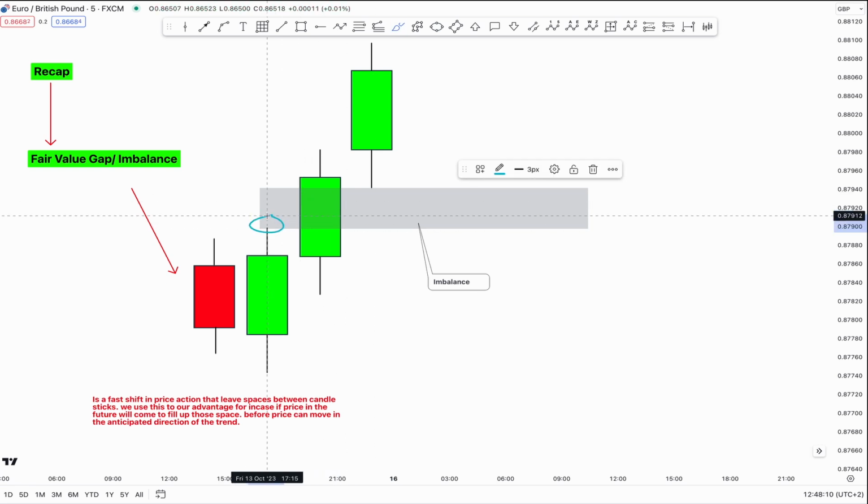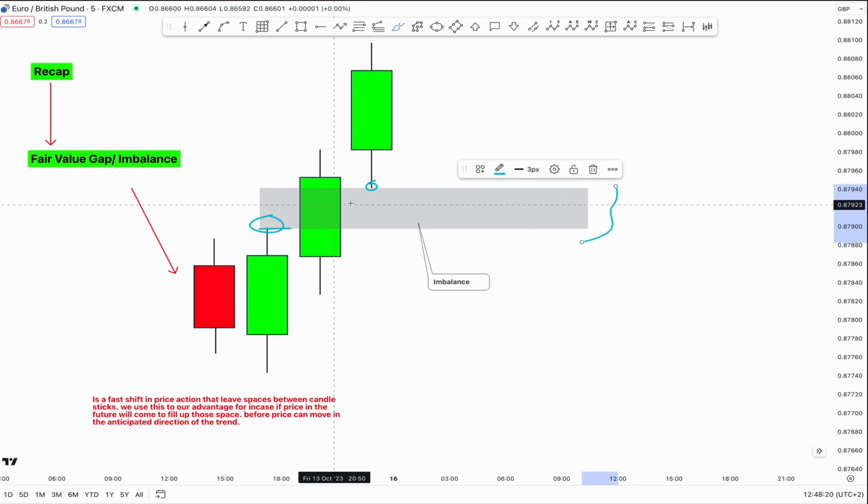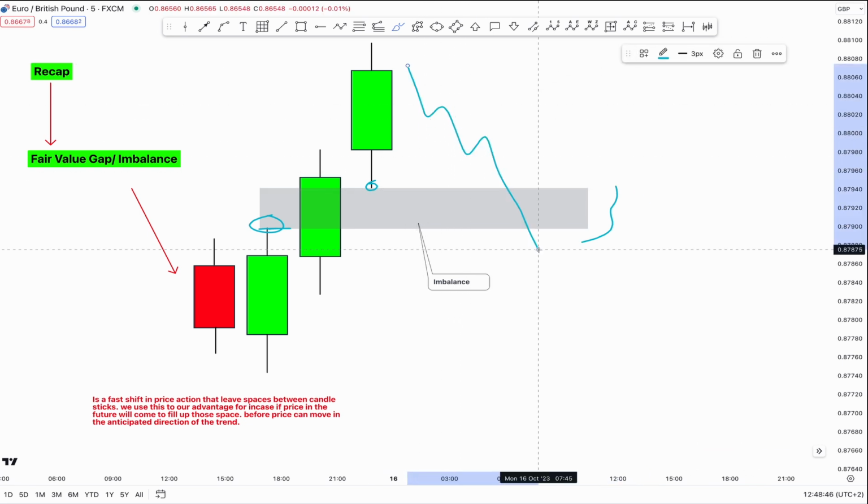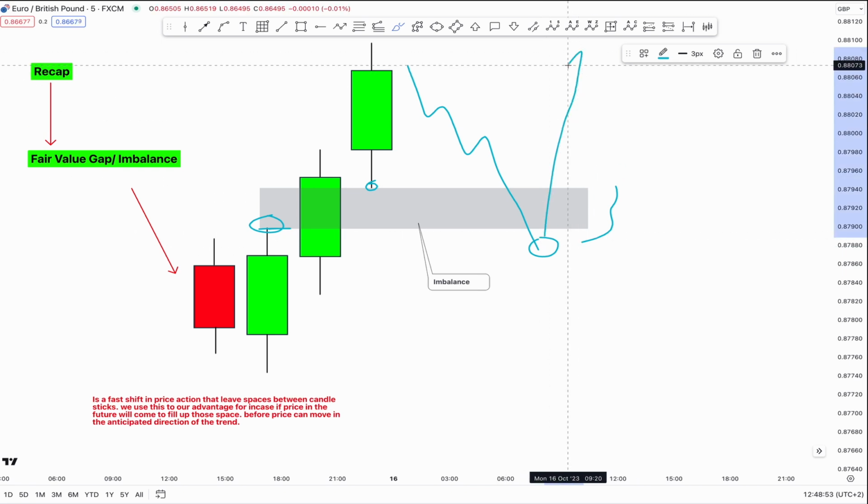For instance, here you can see that this wick doesn't touch, so that means the market didn't close this fair value gap, this gap in between the wicks. That means the price jumped aggressively to the upside, leaving a space where the market might fill in price in the future. So we are going to use this fair value gap in our analysis like this. We are going to predict that the market might eventually come and close this gap before it can shoot higher again. That's how you should understand this.